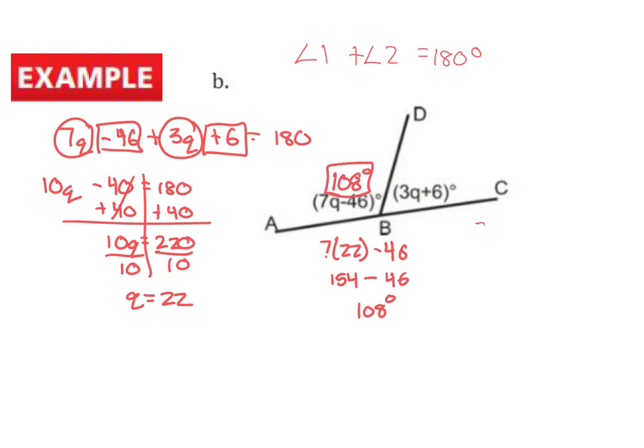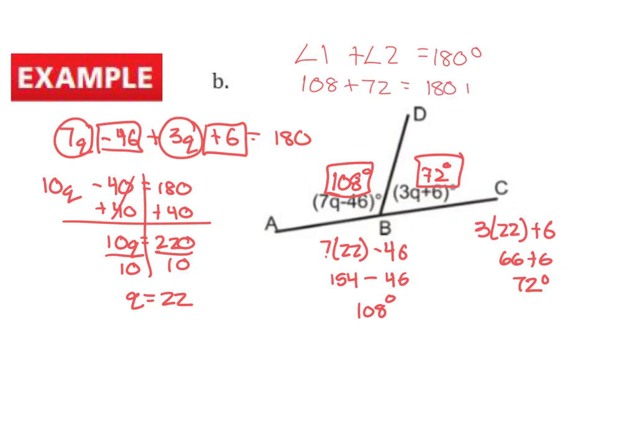On the other side, we have 3 times 22 plus 6. 3 times 22 is 66. 66 plus 6 is 72 degrees. 108 plus 72 is 180.